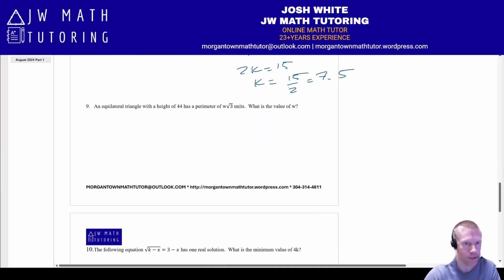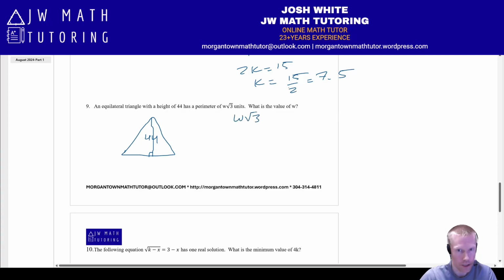All right, question number 9. We have an equilateral triangle, and we're told that its height is 44. And we're told its perimeter is w root 3, and they want to know what's the value of w.